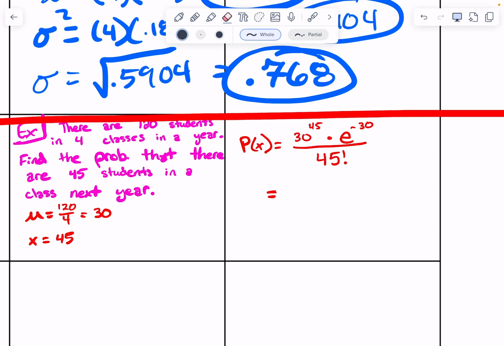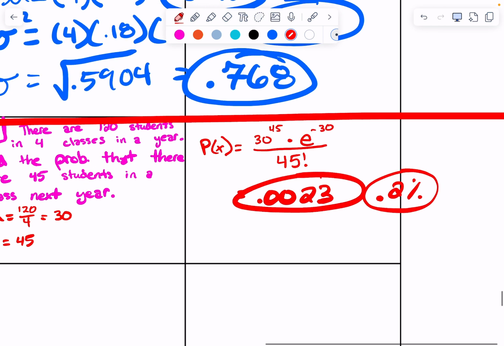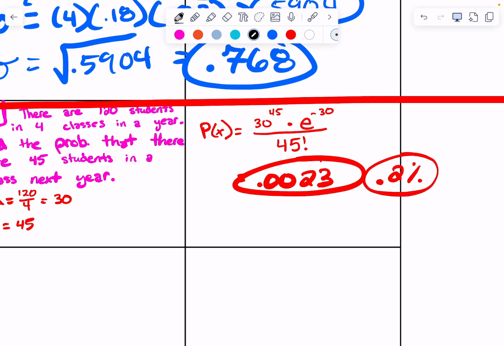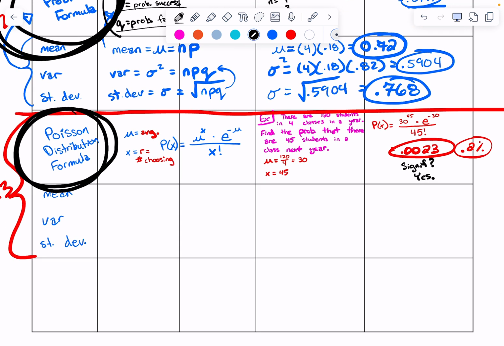Did you get 0.0023? Yeah. 0.0023, which is a 0.2% chance of that happening. Low. Significantly rare, right? Okay, so significant? Yes, if I have 45 students in a class, given that the average was 30, that's a significant change, right? That's significant. Okay, that's not that hard of a thing going across.